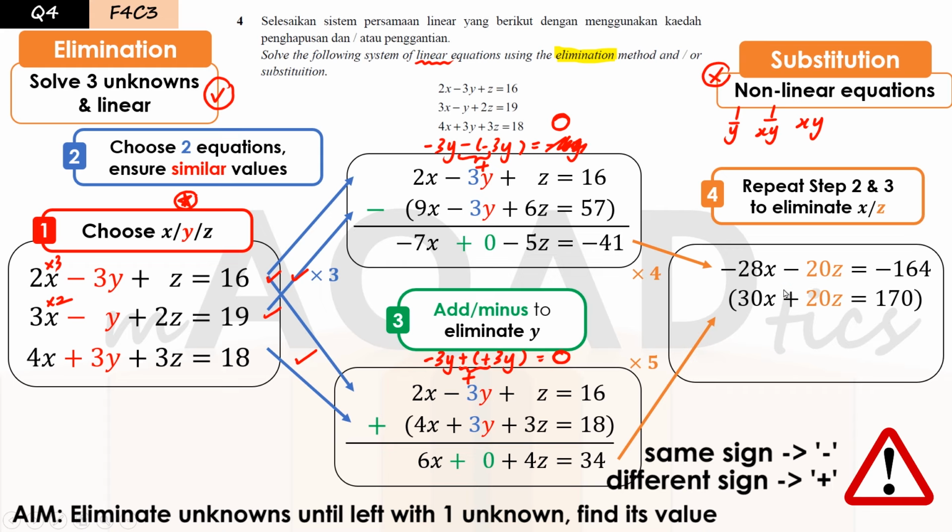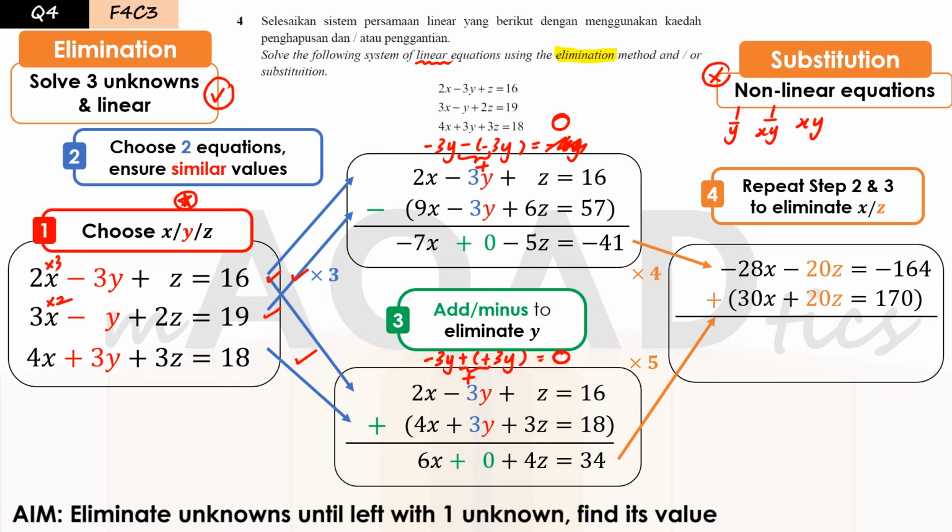So now coming back here, the signs are different, so we are going to add them up together. For the value of x here, negative 28 plus 30, so here would be 2x. These z values, when we add up, will be eliminated. So z would disappear. And the values here, negative 164 plus 170, so here is 6. So if we move 2 to the other side, then we will get x equals to 3.